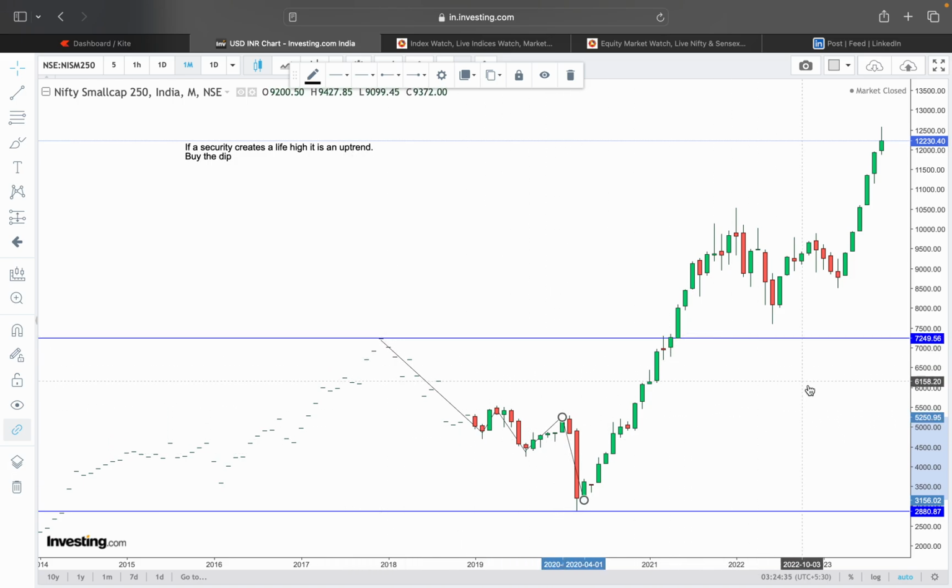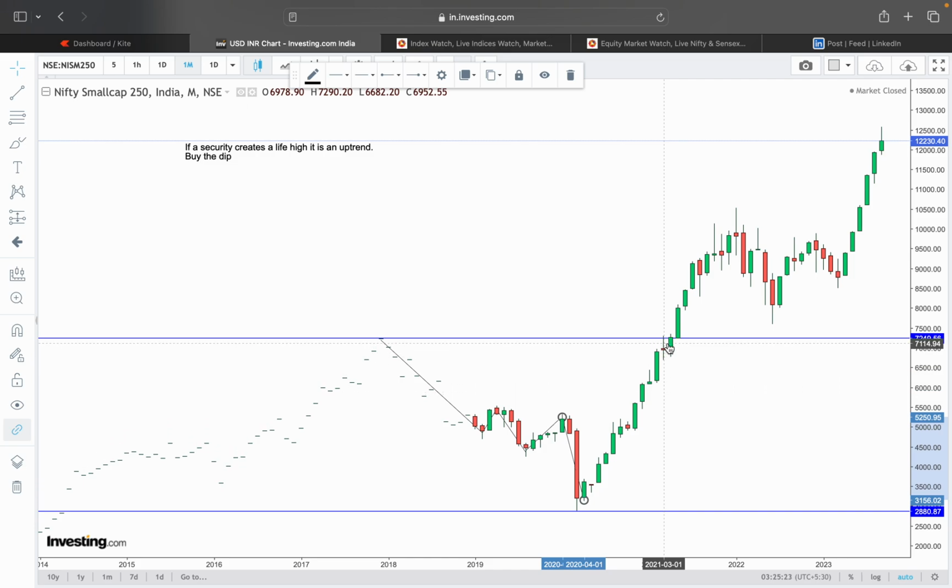The indication is that prior to this break of 7200, this security was creating lower tops and lower lows, and it was actually bearish trending for the period 2017 to 2020, and the COVID just exaggerated this particular fall. So there was no justification to be invested in the small cap index prior to 2020. After 2020, once there has been such a large fall, the general expectation is that securities could range, and at best they could come and test the previous high.